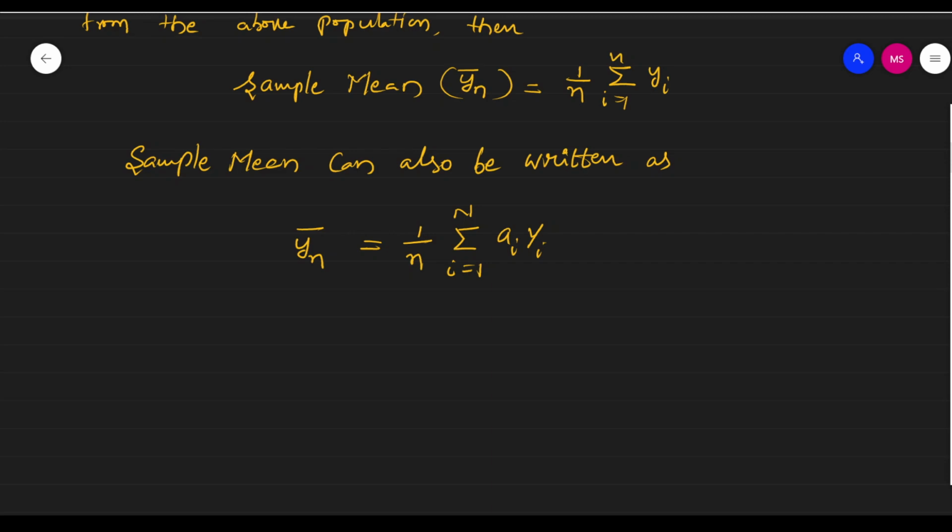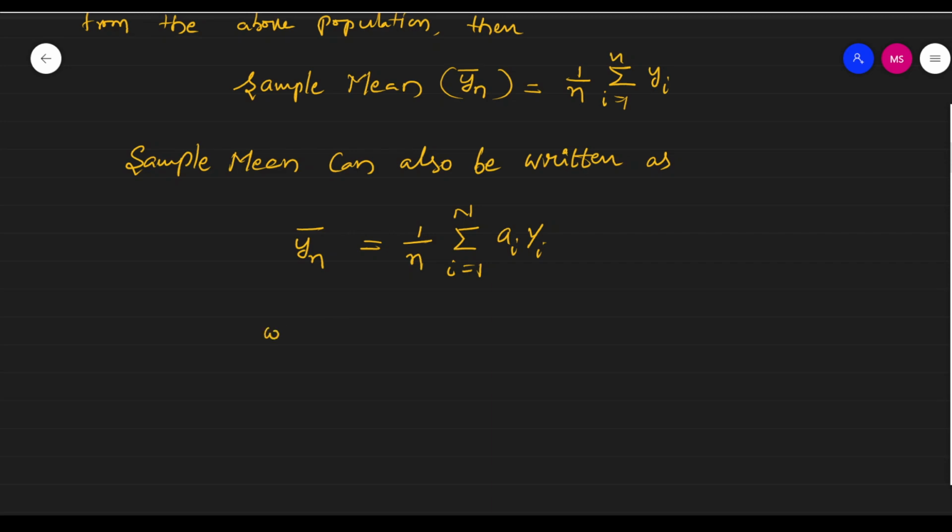If you observe this formula very carefully, there is a lot of information in it. What is that? 1 by n summation i running from 1 to capital N of ai into yi. Here I observe that ai and yi are two variables. Generally you can take that yi is one variable and ai is another variable. But in this case, a is the only variable, y is not a variable.